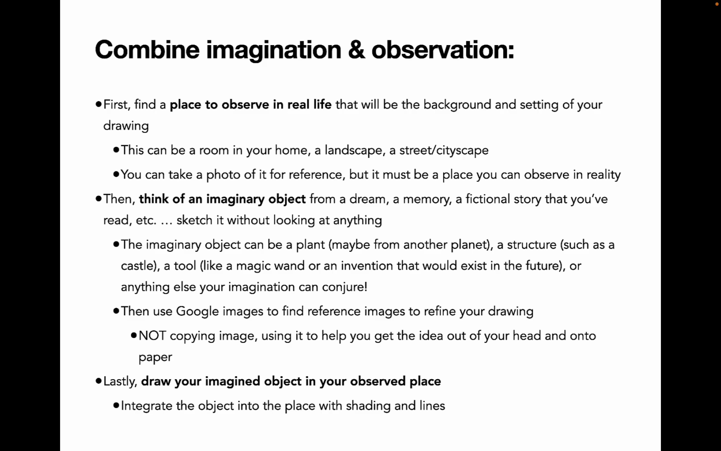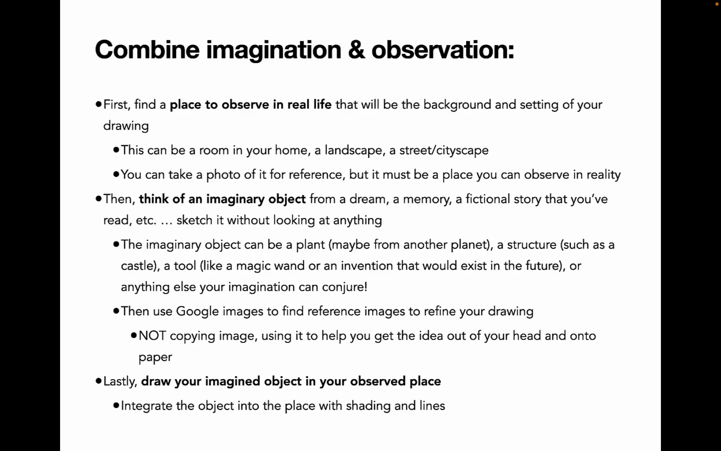It could be a structure like a castle, like the castle tower we just saw. It can be a tool like a magic wand or an event, and I'm thinking of fantasy books, or an invention that would exist in the future. I'm thinking of science fiction, or anything else that you can conjure up. And I get a lot of my stuff from books because I'm a big reader, but it can be from anything. It could be from TV shows, video games. You can start to think of how other people have created these imaginary objects.